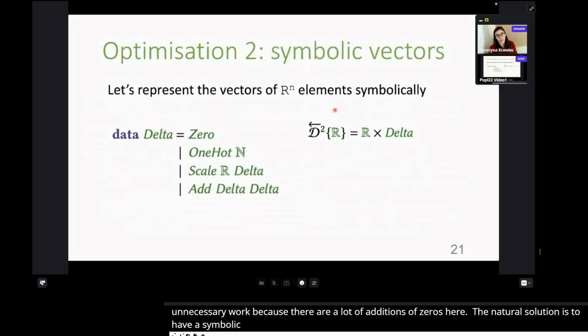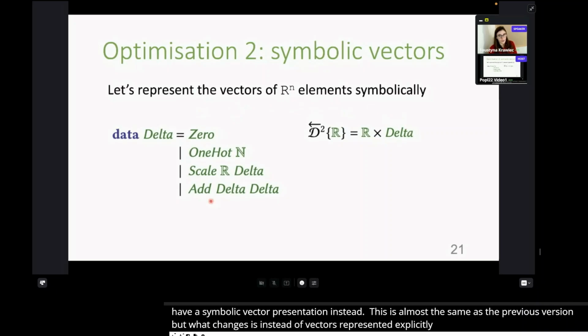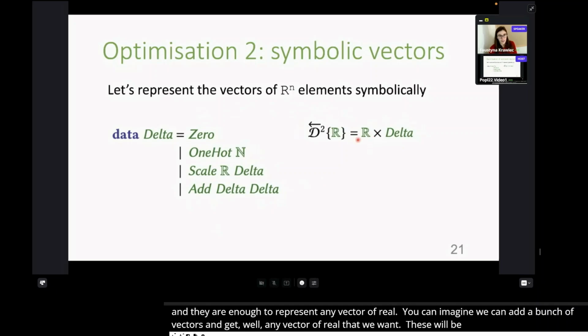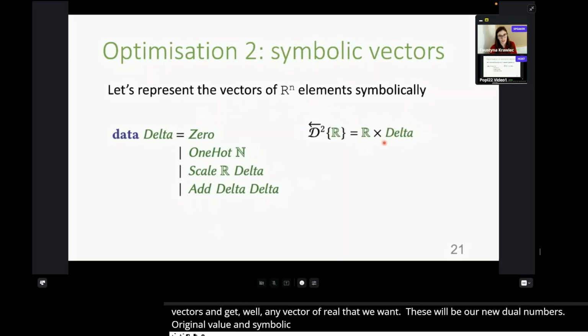So this is almost the same as the previous version. The only thing that changes is instead of having vectors that are represented explicitly as arrays of values, we will have this delta structure, which has 4 constructors, and they're enough to represent any vector of reals because, well, you can imagine we can add up a bunch of scaled one-hot vectors and get any vector of reals we would really want. So these will be our new dual numbers, original value and symbolic version of this vector that we had in the previous version.